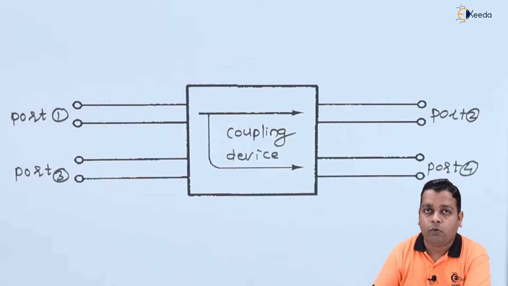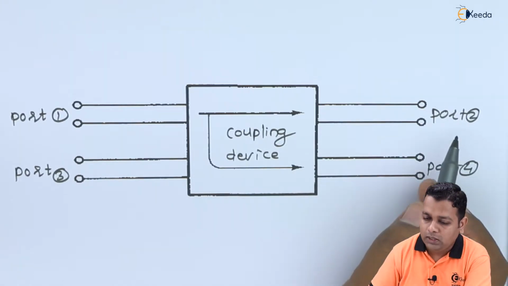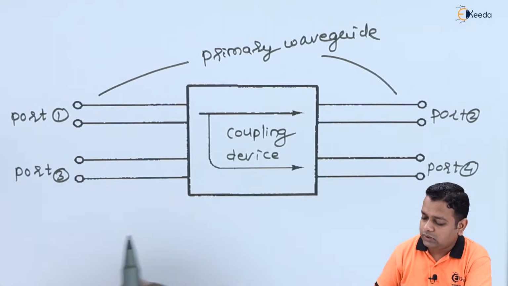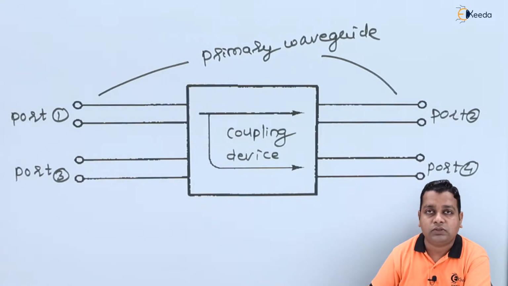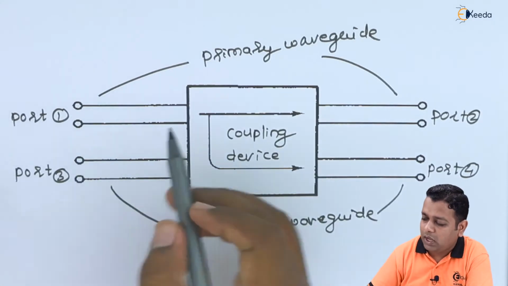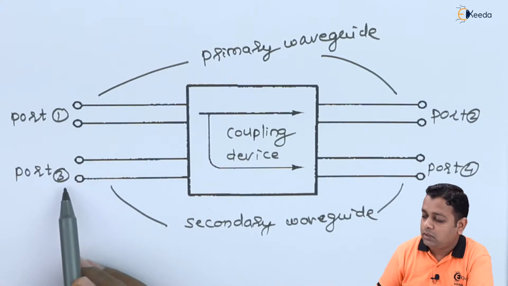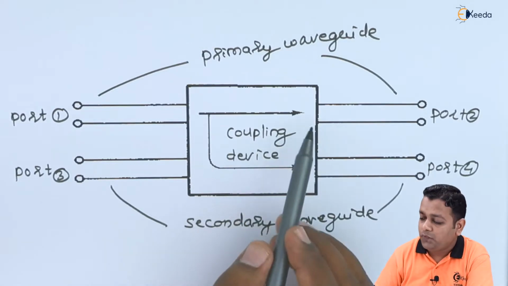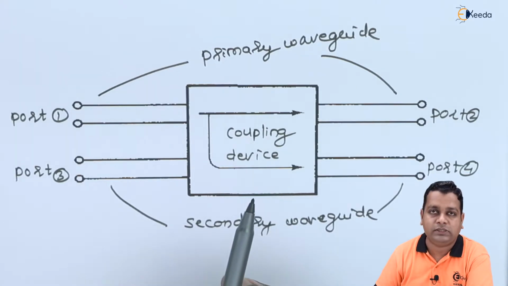So the pair of openings constituted by port 1 to port 2 is nothing but a primary waveguide, whereas the pair of ports forming the waveguide from port 3 to port 4 is called the secondary waveguide. So we have two waveguides, the primary waveguide running from port 1 to 2 and the secondary waveguide running from port 3 to port 4, and they have certain interconnection with the help of the coupling device. Here in this block we have represented it in general.